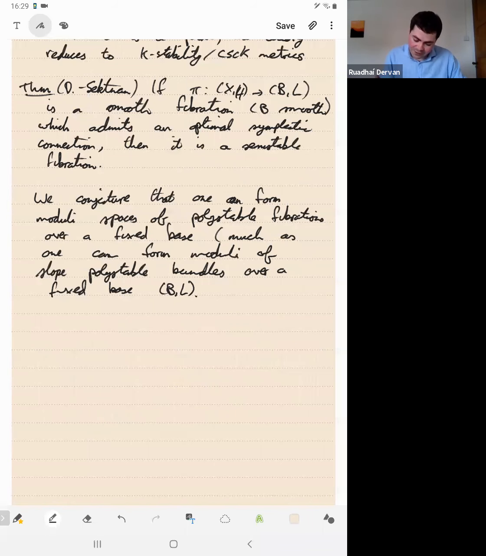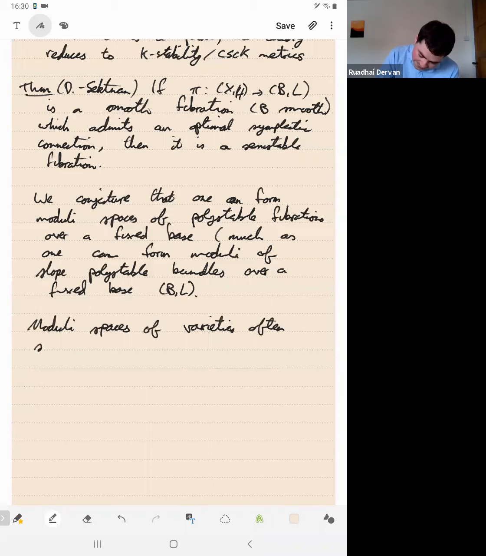I think the traditional view of moduli theory of polarized varieties does actually lose something, because these classical moduli spaces often don't tell you very much about families of polarized varieties. So moduli spaces of varieties often say actually quite little about the structure of families of varieties that are being parameterized by the moduli space. So they often say little about fibrations.